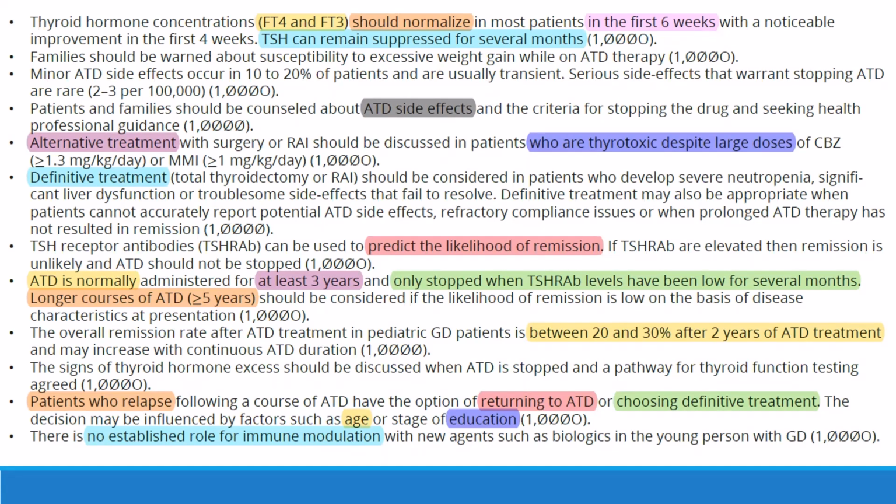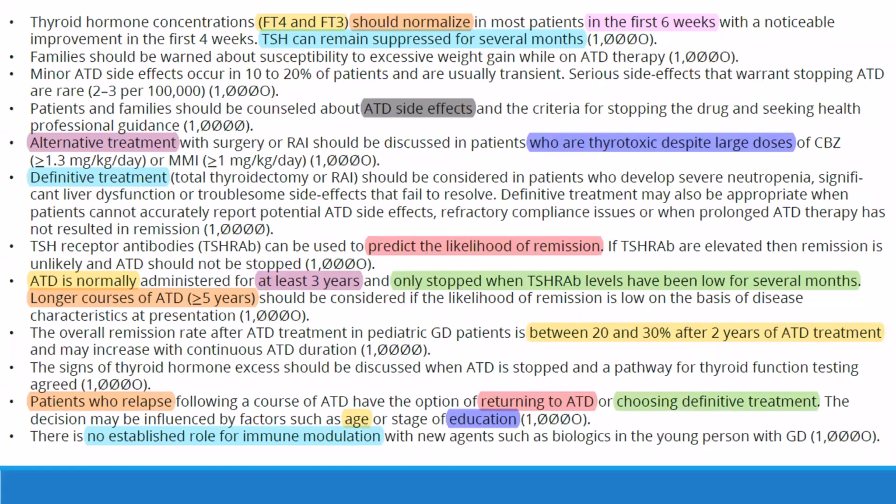The antithyroid drug is normally administered for at least 3 years for children, and only stopped if the TSH receptor antibody level has been low for several months. Longer courses of antithyroid drug, more than 5 years, should be considered if the likelihood of remission is low on the basis of the disease characteristics at presentation and a positive TSH receptor antibody.